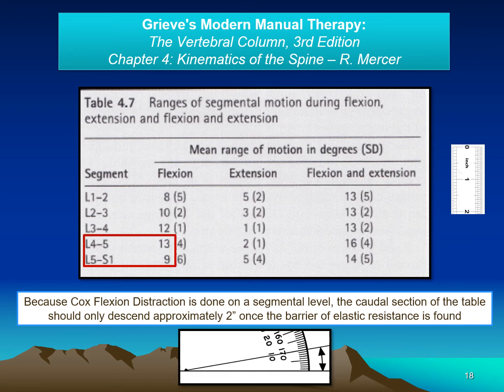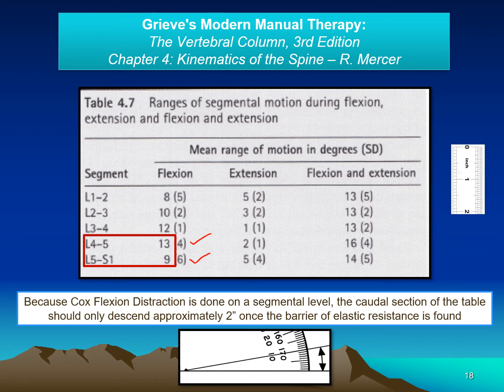So this chart is from Greaves' Modern Manual Therapy, and it shows the general range of movement for the two most common vertebral levels that we will be treating, and that's the L4, L5 right there. Average is 13 degrees of flexion at that segment, give or take 4 based on the sample of those tested. And then the L5S1 is 9 degrees, give or take 6, again based on the sample of people that they were examining.